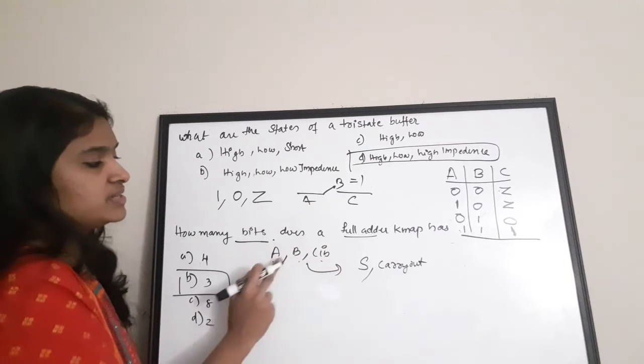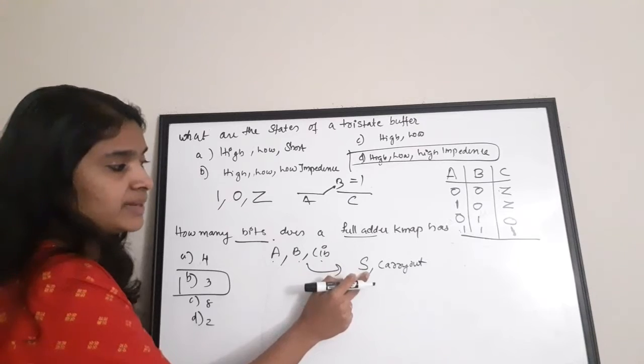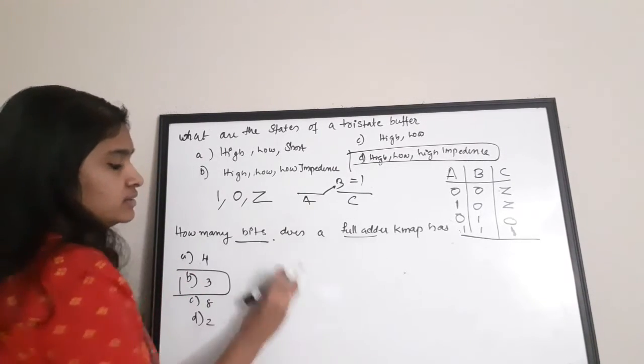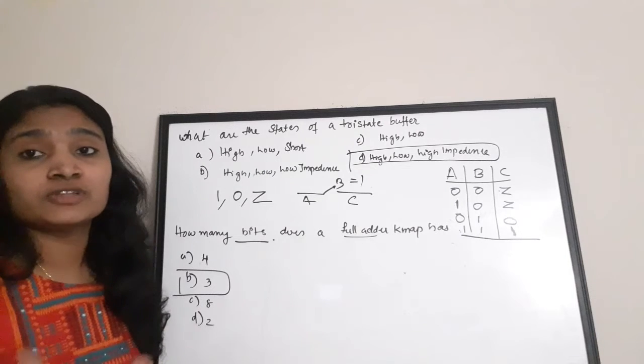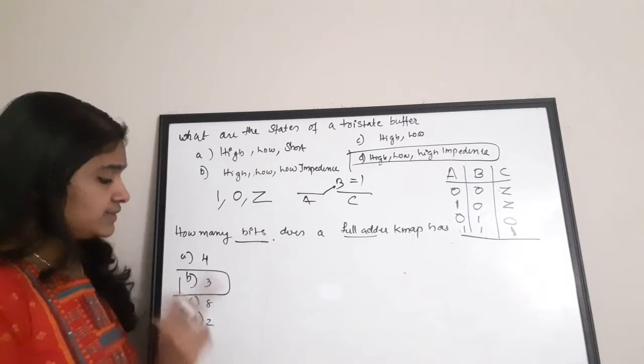And these are the 3 bits: A, B and carry in. And we will get an expression for sum and carry out. Okay. So that is the case for a full adder. And the K-map of the full adder is having 3 bits, or it is a 3-variable K-map. Correct answer is option B.